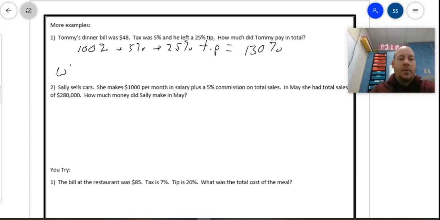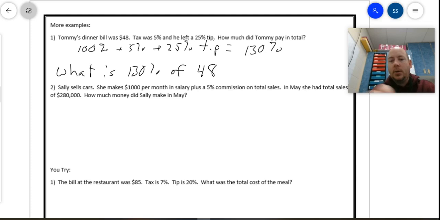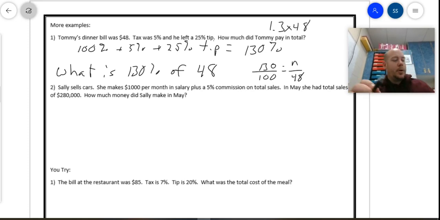So basically, we're figuring out what is 130% of 48. Right? So we can go 130 over 100 equals n over 48. If we do an equation, we could just do 1.3 times 48. Either way would work. If I solve that, I'd end up with $62.40.